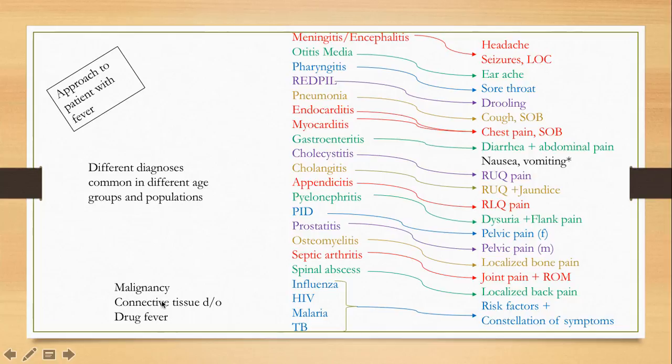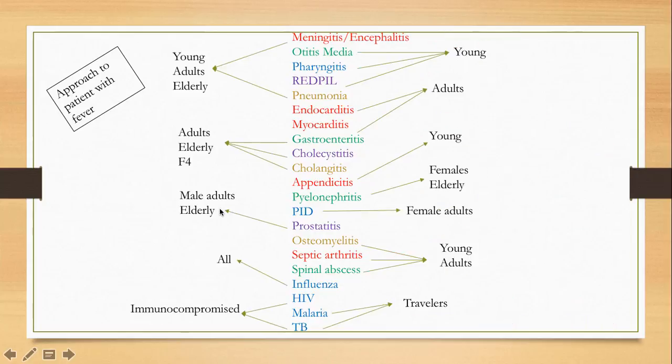So we'll talk more about that later, but this slide is just to show how there are some high yield findings for all the infections, and then different diagnoses are common in different age groups and populations. So some clues in the history can give us more help, and let's talk about that here.